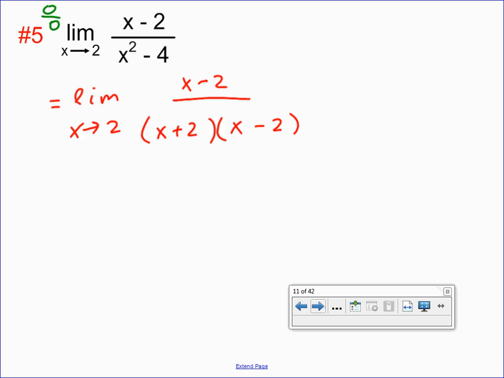And you guys know the drill. If the x value that I'm approaching is a zero of one of my factors, I can cancel it out because I'm evaluating a limit. x doesn't equal 2, right? So I can cancel it out and try again.